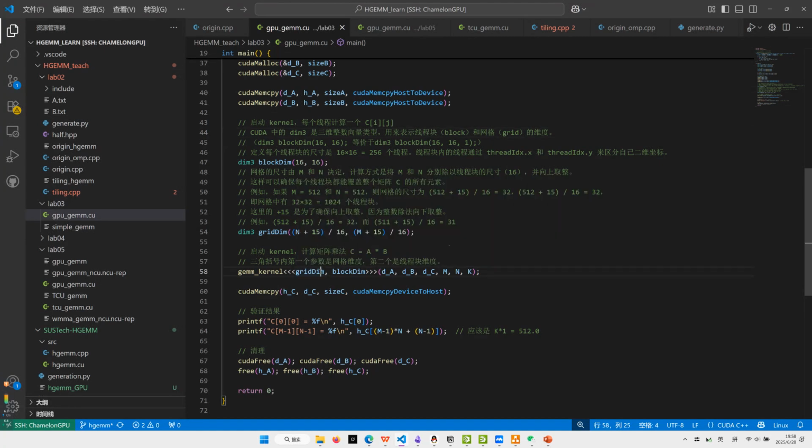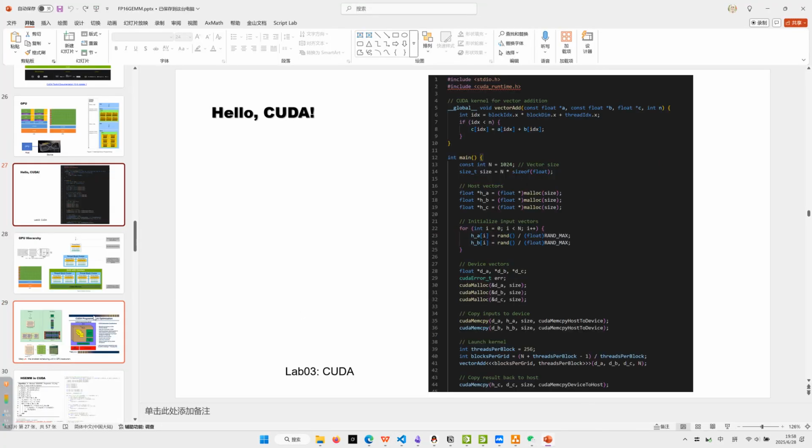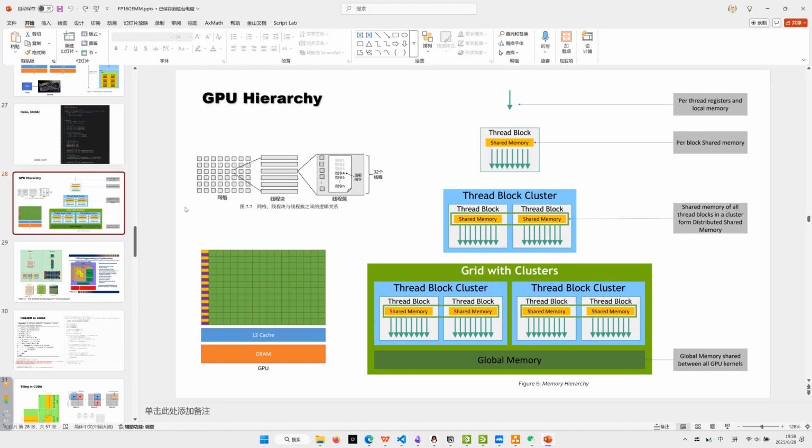Now here we come across two things, that is block and dim. What are block and dim? That comes to our GPU hierarchy. Since we have a very large number of threads, it would be difficult to manage these threads in the GPU. So NVIDIA tries to control and manage these threads with three levels.